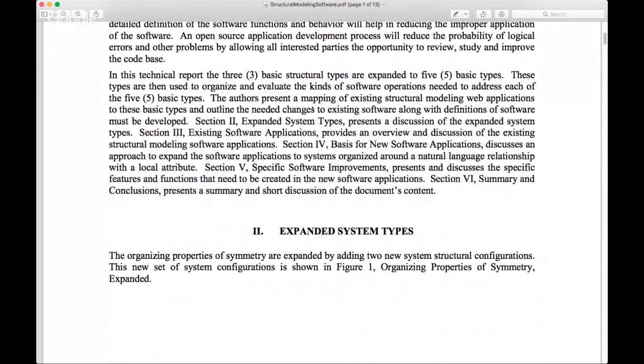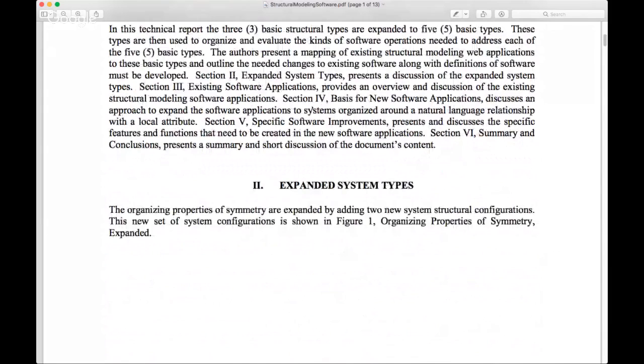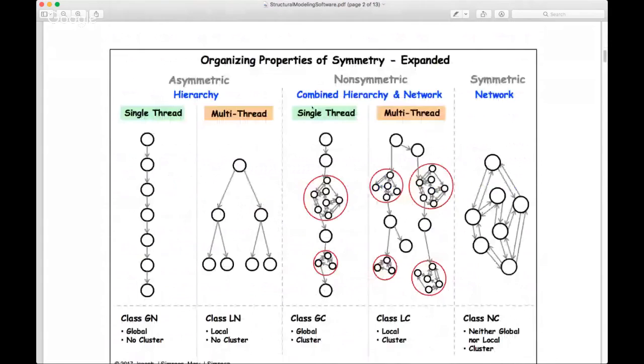The first thing that we did was to expand the 3 basic system types to 5 types. The 5 types are: 2 asymmetric types in the hierarchy and 2 non-symmetric types, and then, of course, the symmetric network type.